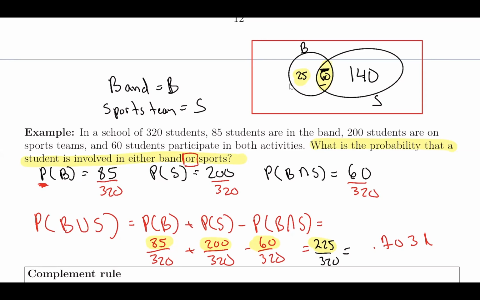Because if I have 60 people that participate in sports and in band, well, that means there are some students who are just in sports. So that will be the 140. Everybody good so far? I got 25, 60, and 140.